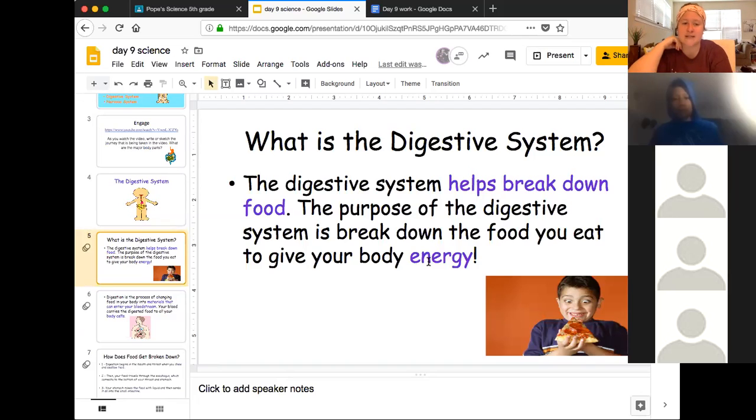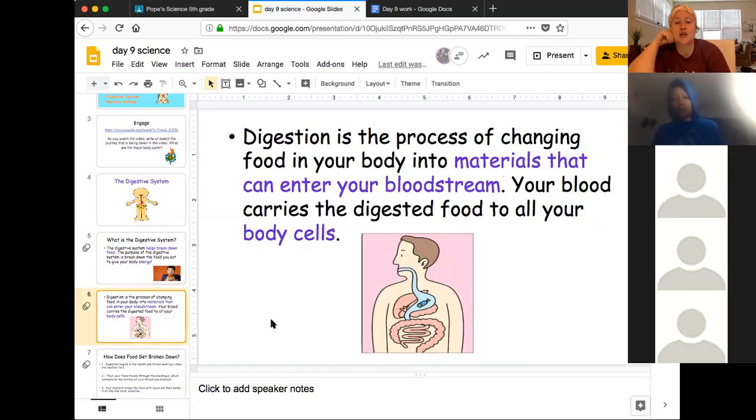So what is the digestive system? The digestive system helps break down the food. The purpose of the digestive system is breaking down the food we eat to give our body energy. So the food we eat gives us energy to move and think throughout the day. Digestion is a part of changing our food in our body into materials that can enter your bloodstream. Your blood will carry the digested food to your body's cells. So it works with the circulatory system to move that energy through your blood to give your cells energy to survive.